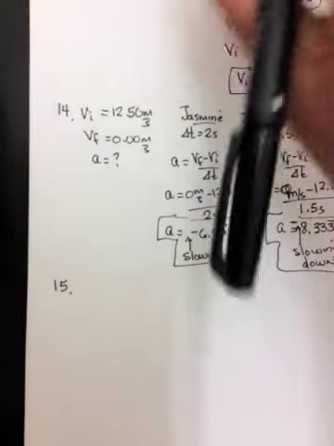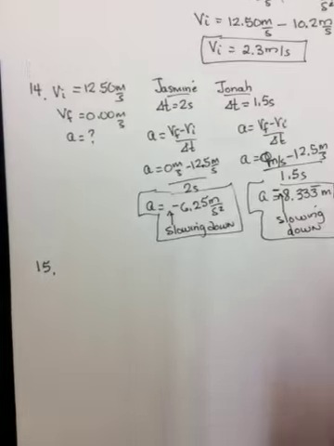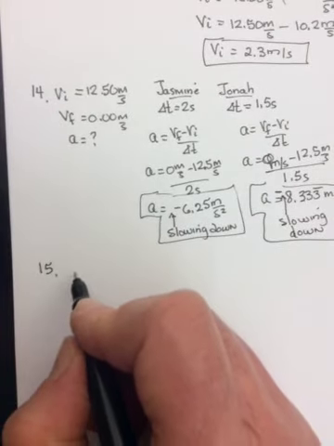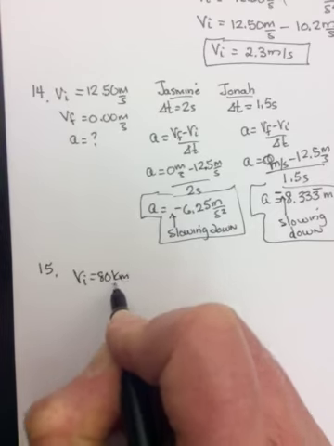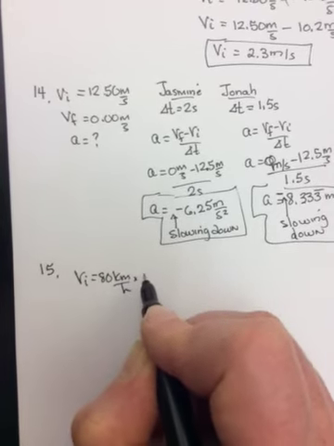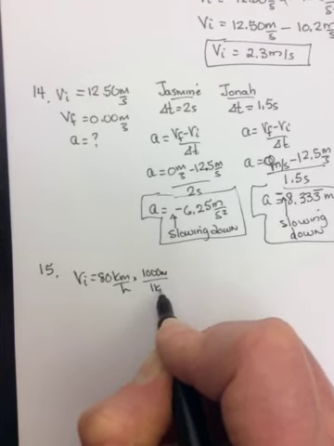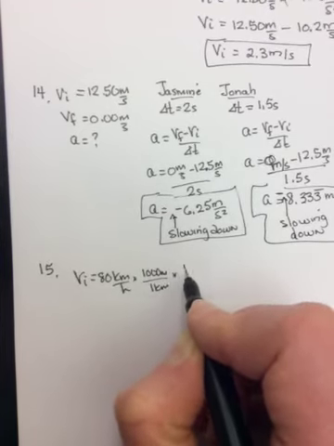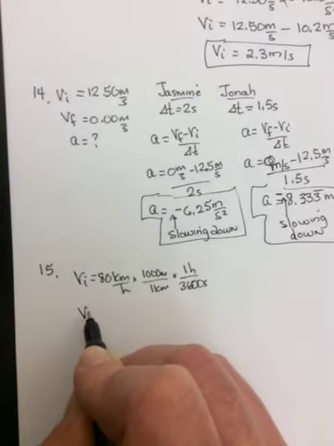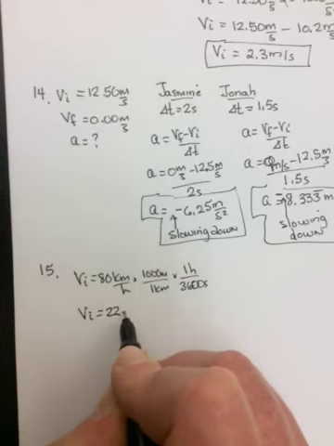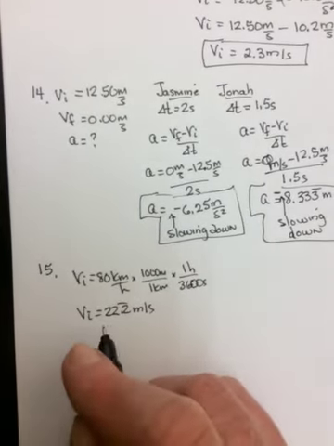Number 15, you are traveling 80 kilometers per hour, and it's you in a car. You're not on a bike with Jasmine and Jonah. So your VI is 80 kilometers per hour, which we have to change to meters per second. So 1,000 meters in a kilometer times 1 hour over 3,600 seconds. You should get a VI of 22.2 repeating meters per second. Okay, so that's your VI.